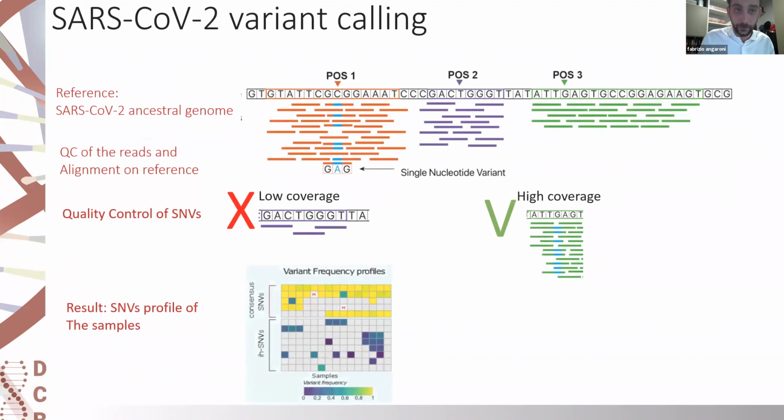So for SARS-CoV-2, we start with variant calling. We start with the reference. We have our reads from the experiment. We do a QC of the reads. For example, we take away the reads with contaminants or primers, and then we align our reads to the reference genome. Then we do another quality control, a secondary quality control on SNVs. For example, we take only the SNVs with high coverage. And then at this point, we have the SNV profile of each sample containing both the clonal variants and the intrahost variants for each sample.